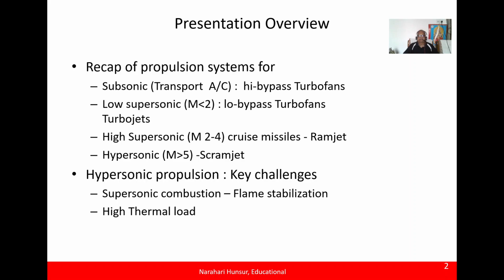So, a brief recap of propulsion systems. Subsonic transport aircraft like the large Airbus and Boeings you see all use very high bypass turbofans because these have very high fuel efficiency. Low supersonic flight, Mach less than 2, is typically combat aircraft like Mirage 2000, Rafale, or Tejas. They use low bypass turbofans or turbojets themselves. High supersonic, somewhere between Mach 2 to Mach 4, such as cruise missiles, ramjet is the preferred mode of propulsion. For hypersonic flight, what we need is a scramjet. In hypersonic propulsion, key challenges are supersonic combustion, basically flame stabilization, and high thermal load.